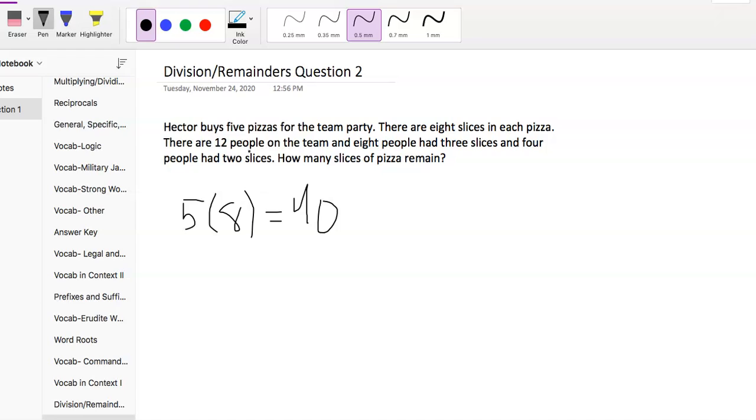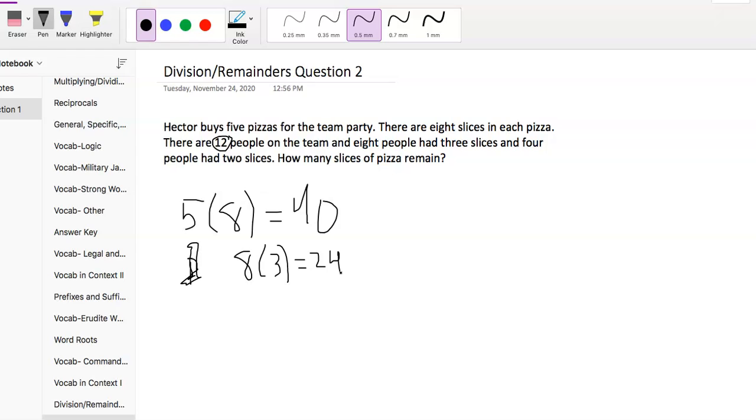Okay, and then we got 12 people on the team. 8 people had 3 slices, 4 people had 2 slices. Okay, I didn't really want that there. Forget about that. So you got the one, 8 people have 3 slices each, right? So that's 8 times 3. You can see as you're doing these why the multiplication skills really have to be done first, right? If you don't know how to multiply these, really the rest doesn't matter. We have to be able to get those right.